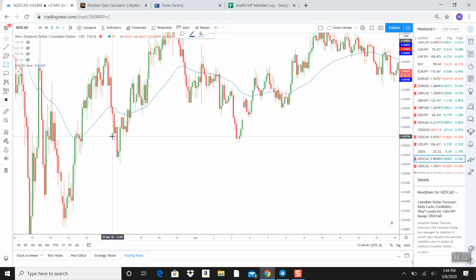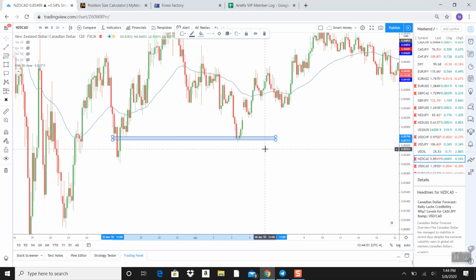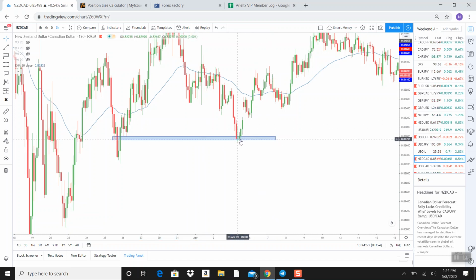Now, what you can notice is that we have inefficiency between this wick and this wick. So there's inefficient pricing in here. The price needs to come back and fill. And look what we got. If I move this over, you can see that we came down and hit that inefficiency to the T.